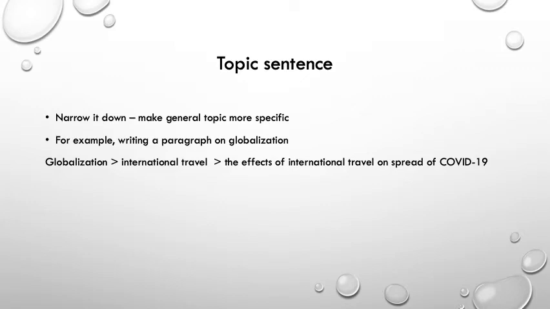So, for example, narrow globalization down to international travel, and then more specifically to the effect of international travel on the widespread of COVID-19. It is difficult to write one paragraph on globalization, but it's probably possible to write a paragraph on the effect of international travel on the spread of COVID-19.